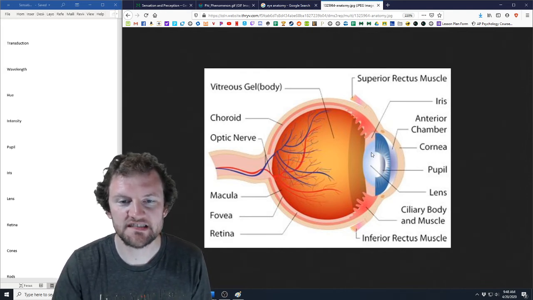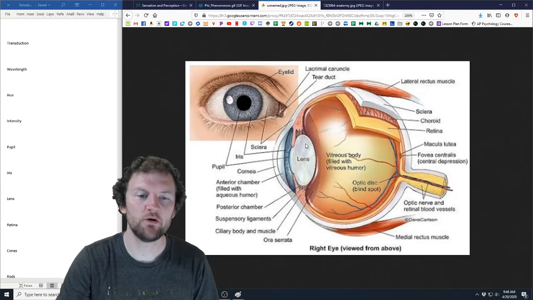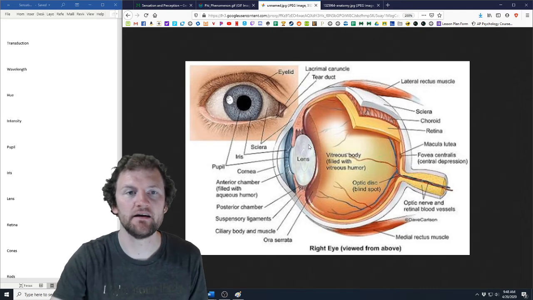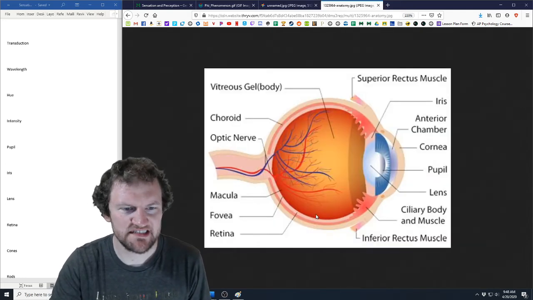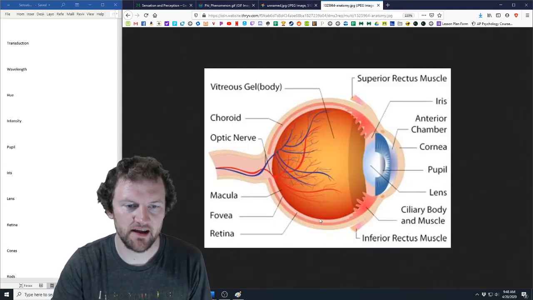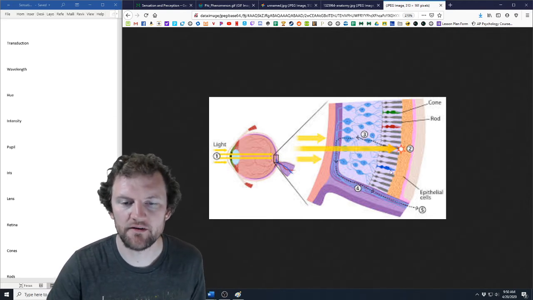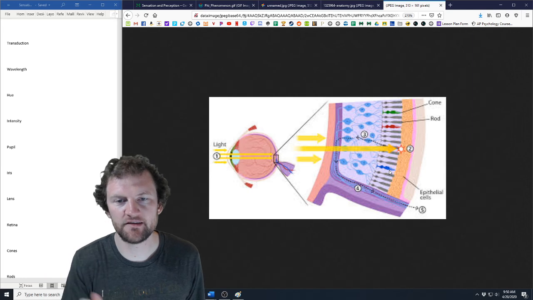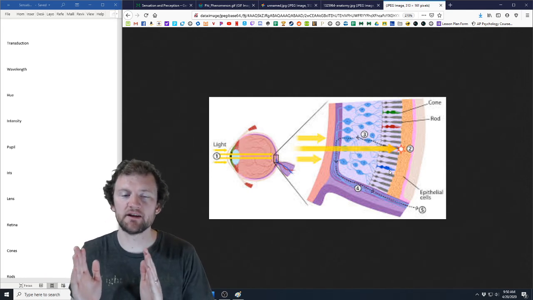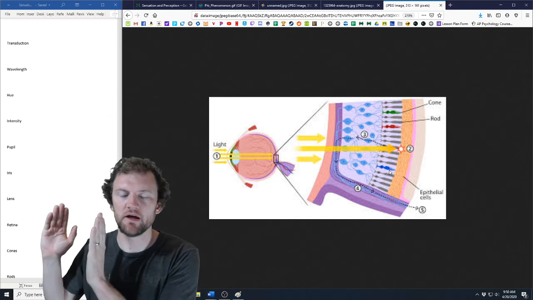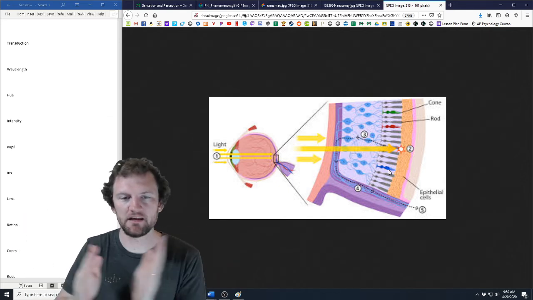All of this is focused by the lens, which moves in and out to focus light on the back of the eye, which is the retina. The retina is the entire layer of cells in the back of the eye. The retina is made up of 2 types of cells called rods and cones. You can see here there are 3 different kinds of cones. One that does predominantly long wavelength light, one that's medium wavelength light, and one that's short wavelength light: long, medium, and short.